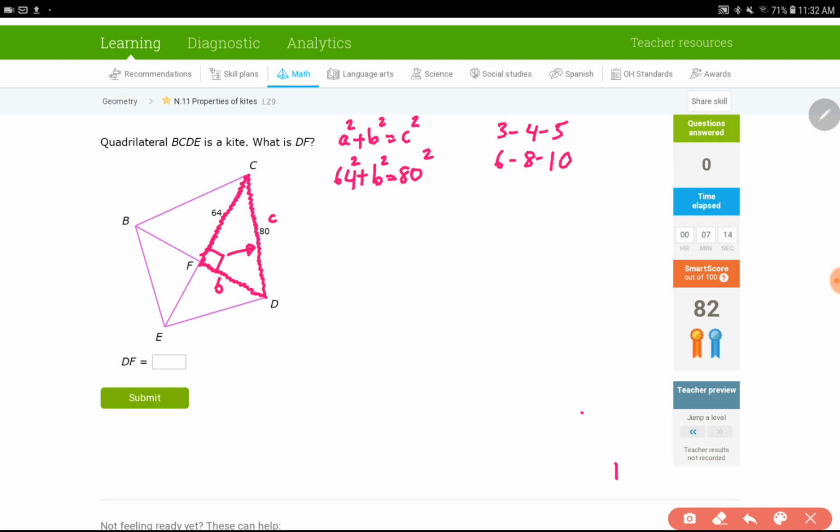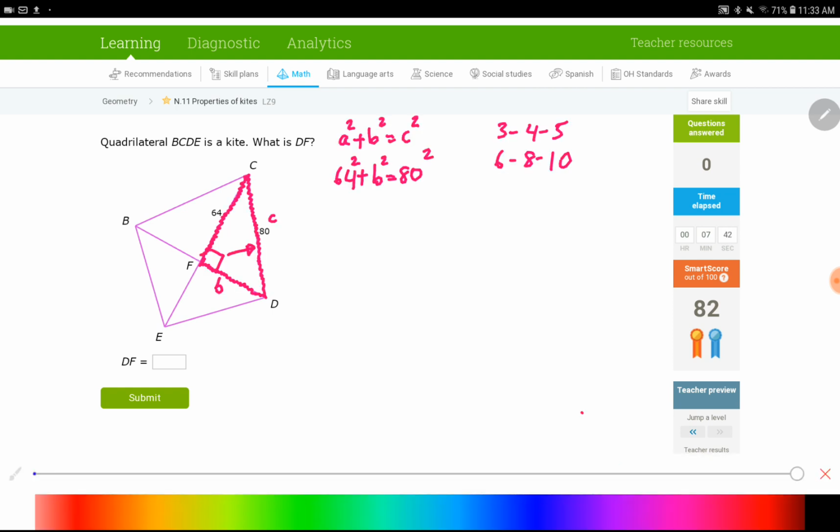Oh, wait a second. Did I make a mistake? I thought I could calculate this without any calculators, but let me see. Yeah, I can do it. Okay.